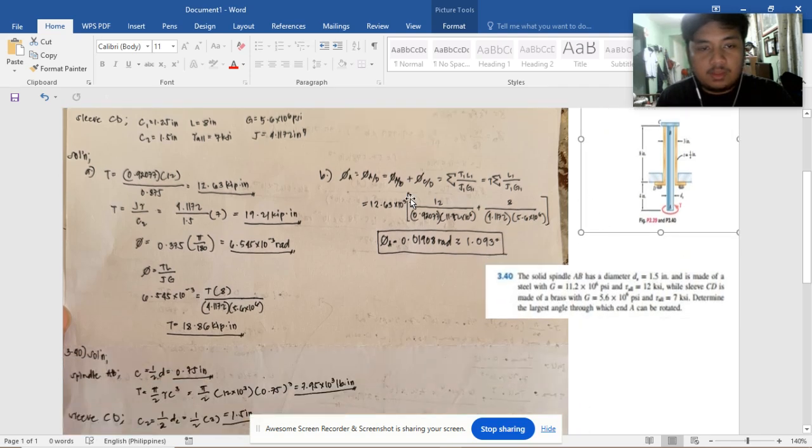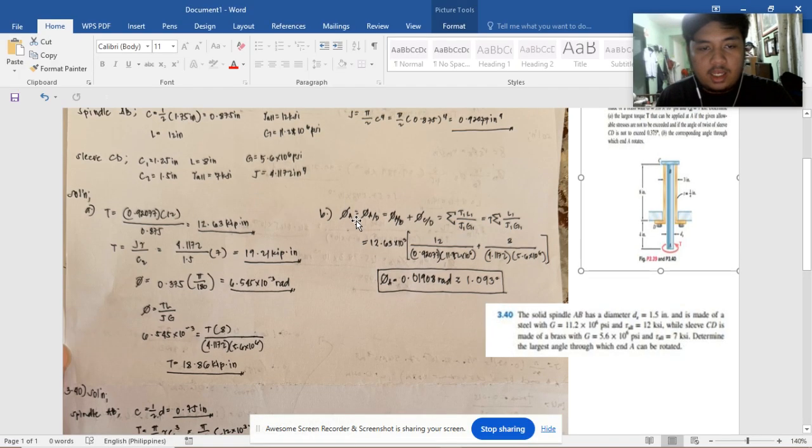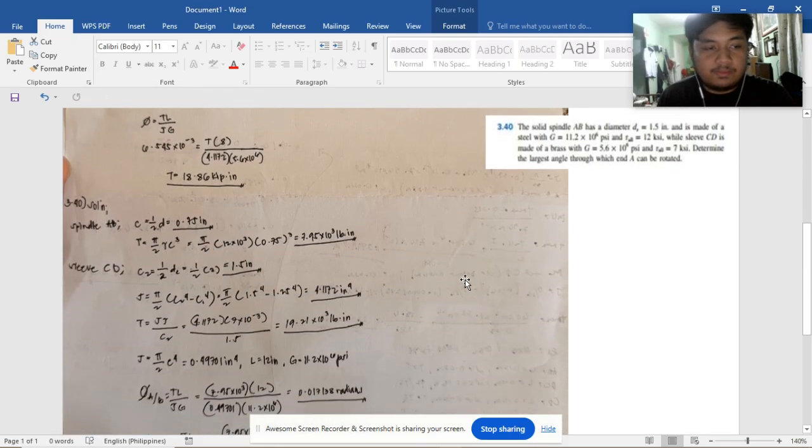While for B, the formula is angle A equals angle AD over AB plus CD. So you'll have the final formula T1 L1 over J1 G1 plus T2 L2 over J2 G2. Substitute all the values and you'll have the final answer: angle A is equal to 0.01908 rad or 1.093 degrees.